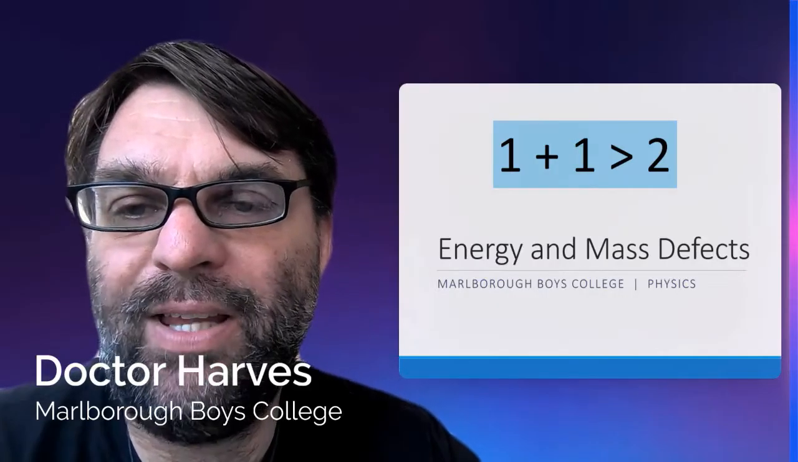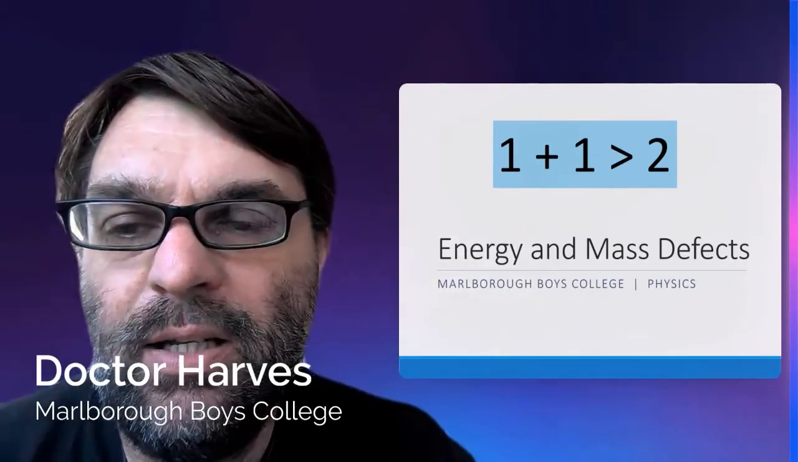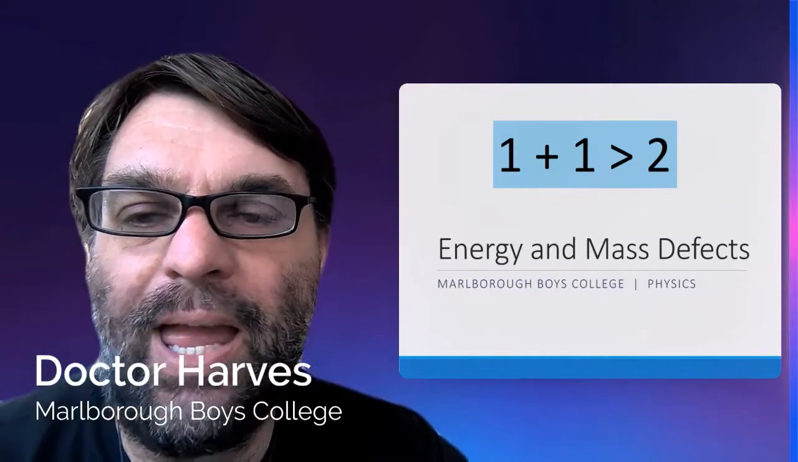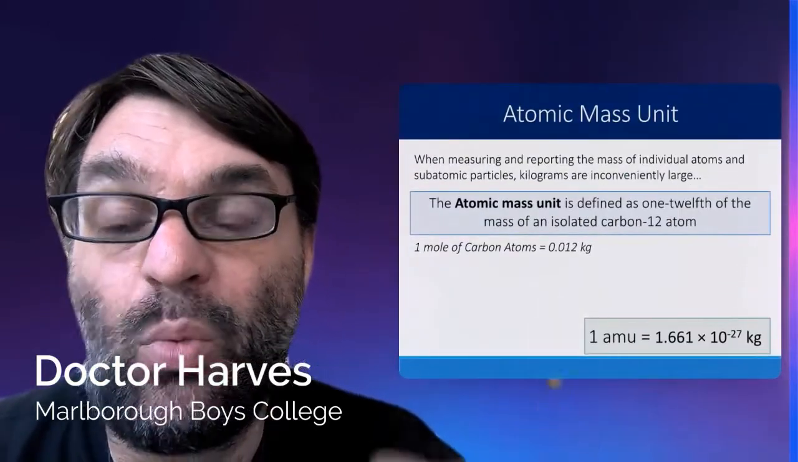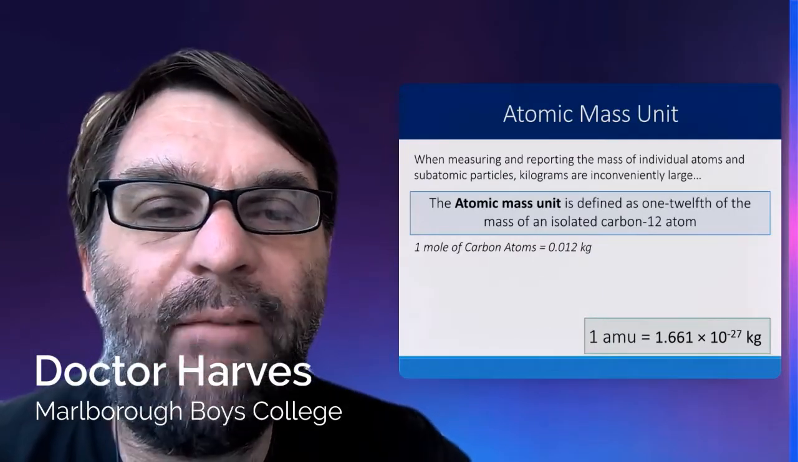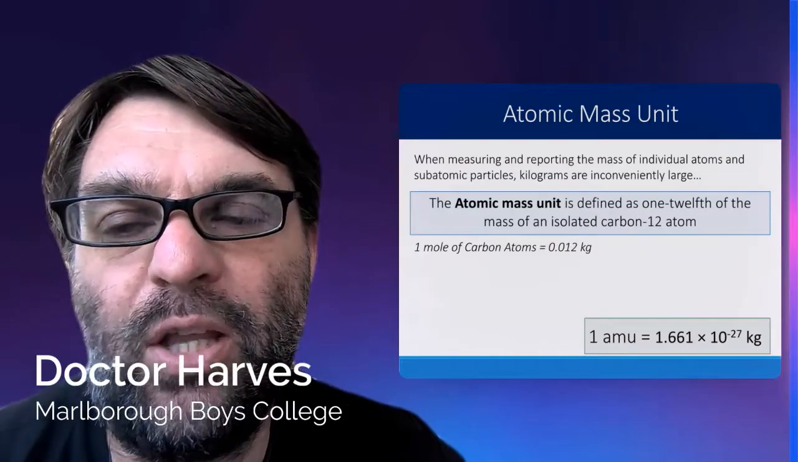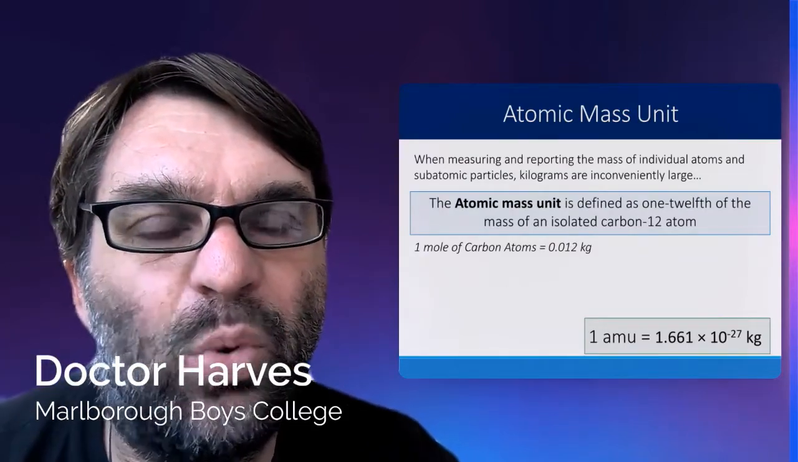Welcome back, Level 2 NCEA Physicists, continuing on with the nuclear internal. Today looking at energy and mass defects. So in order to understand what's happening inside of the atom in terms of energy considerations, we need to have the concept of the atomic mass unit. The atomic mass unit is defined as 1/12 the mass of an isolated carbon-12 atom.